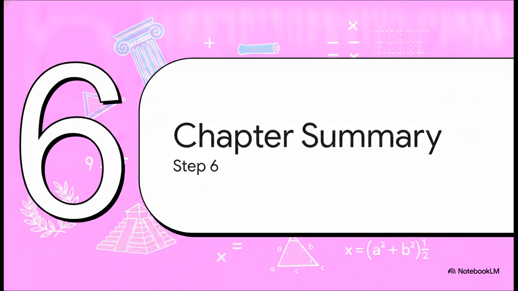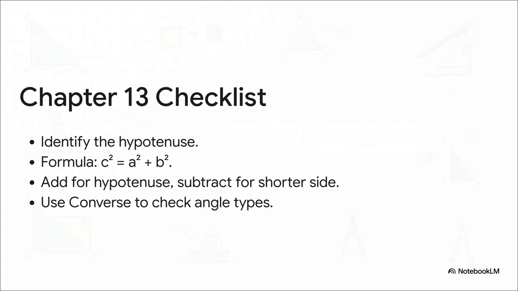Section 6, Chapter 13 Summary. Now we transition to our final review, and I just want to say, fantastic job keeping your focus throughout this explainer. You have tackled ancient history, geometry definitions, algebraic formulas, and multi-step logic problems. Consider this your ultimate revision checklist. If you can confidently explain these 4 bullet points, you have absolutely conquered Chapter 13.